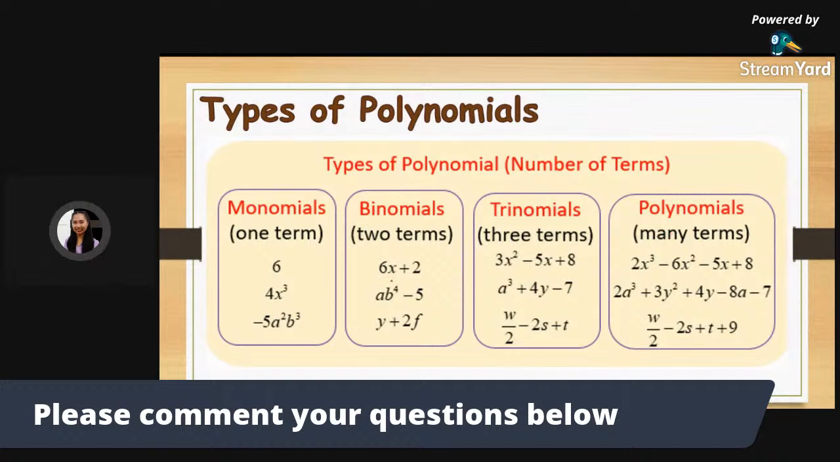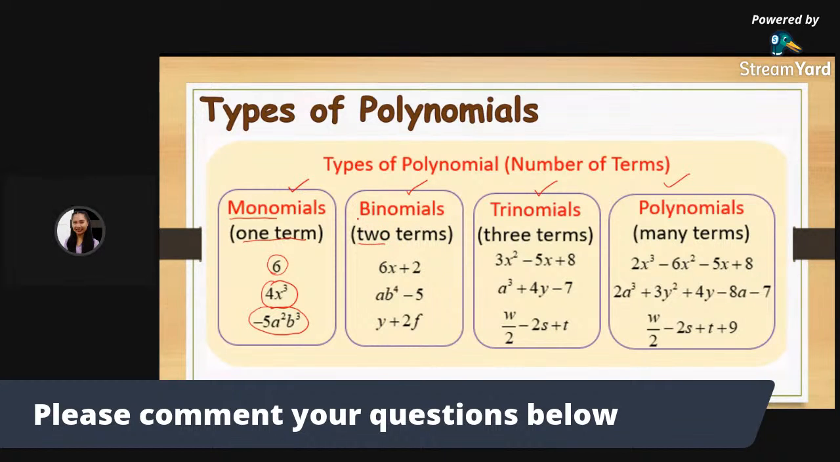For the types of polynomials according to number of terms, we can have monomials, binomials, trinomials, and also polynomials. Okay, monomials, from the word mono, it means one term. Okay, so this one is one term, 6. 4x cubed is one term, and negative 5a squared b cubed is another one term. So these are monomials. And what's the difference of this when we have to compare it with binomials?